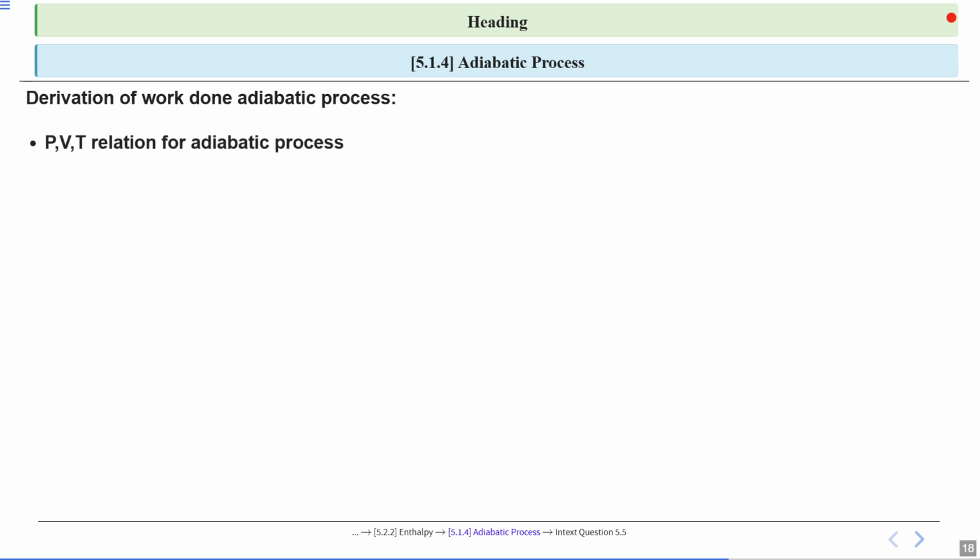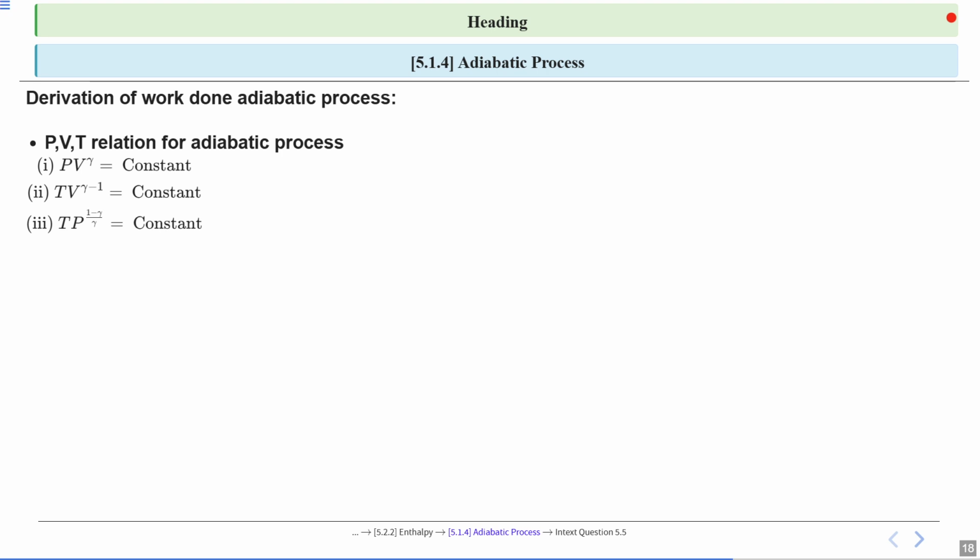Using this relation, we will try to derive a relation for the work done. Now there is a small twist here. What is that twist? Our normal gaseous equation is written in a very different way for the adiabatic process. How do we write it? So three things are there. Rather than writing it as PV is equal to constant, we write it as PV to the power gamma is equal to constant, where gamma is the same Cp by Cv.